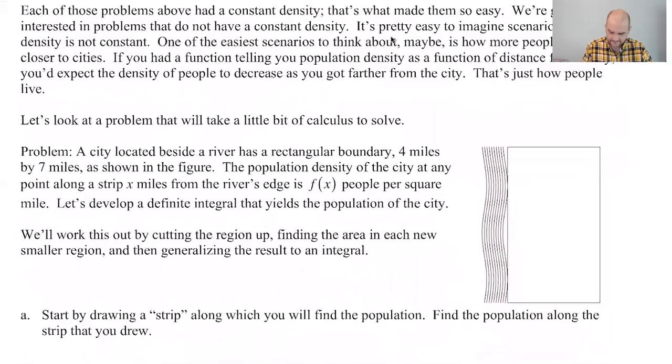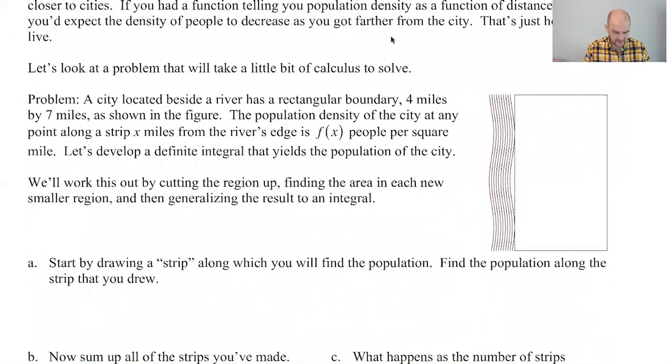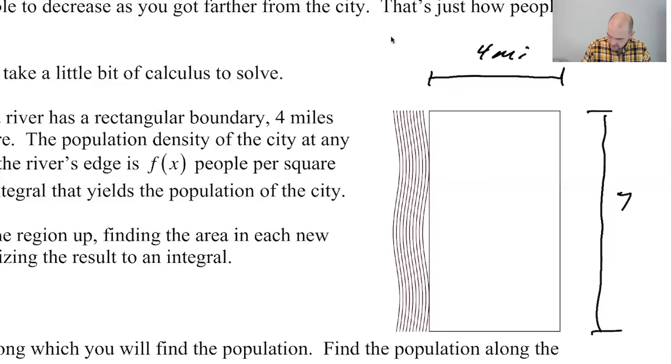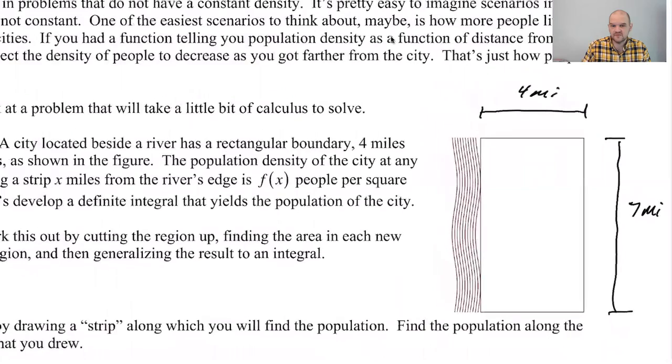So let's see if we can work out how to do a problem where the density varies. A city located beside a river has a rectangular boundary that is 4 miles by 7 miles as shown. So this is 4 miles, this is 7 miles. So I'm just going to indicate that. This total here is 4 miles. We're going to have to come up with some sort of coordinate system eventually, but for now, 4 miles by 7 miles.